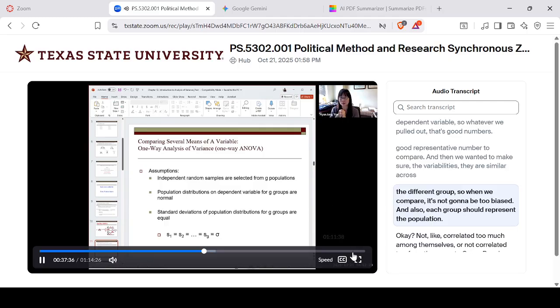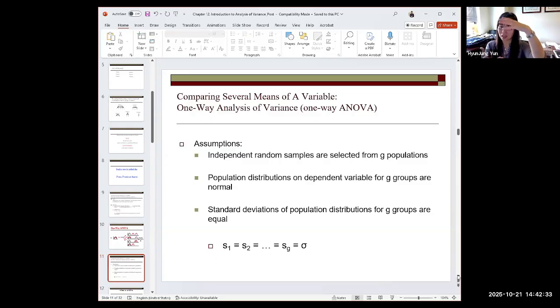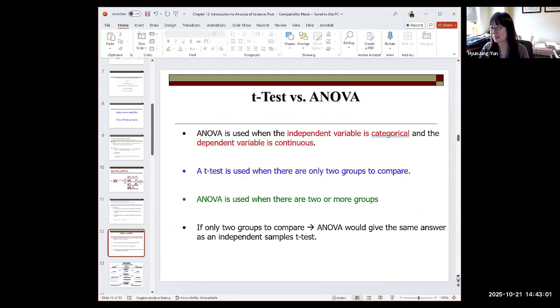It's not going to be too biased. And also each group should represent the population, and not be correlated too much among themselves, or from group A to group B and group C. Otherwise it's going to violate the ANOVA test assumption, and the result might end up not very reliable, not much value. So you should think about those foundations and assumptions of the test.